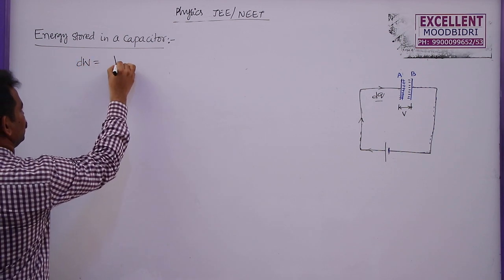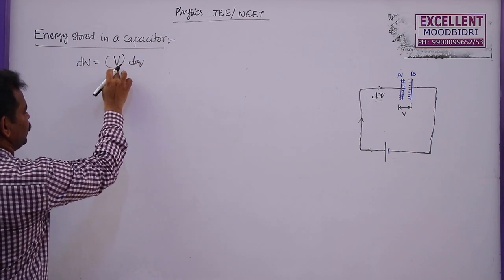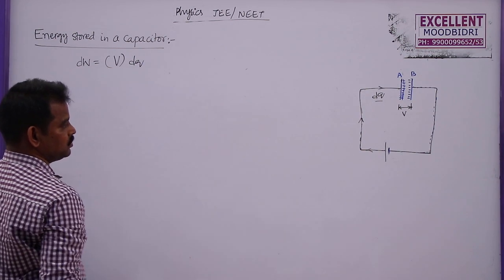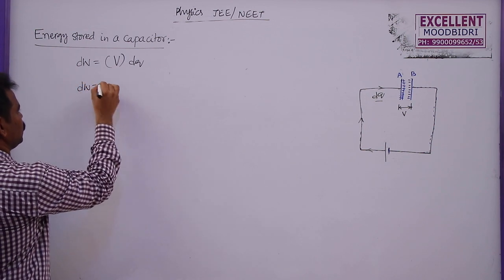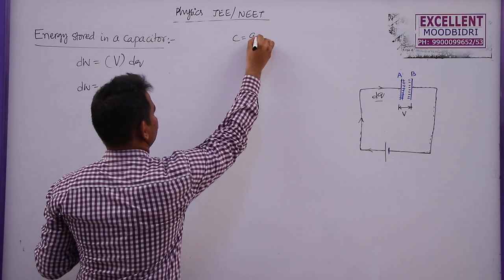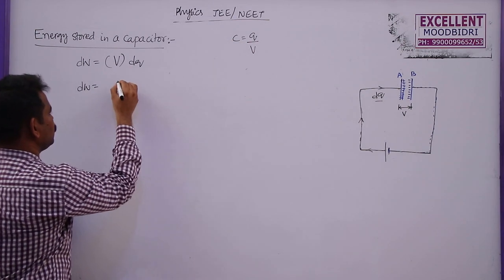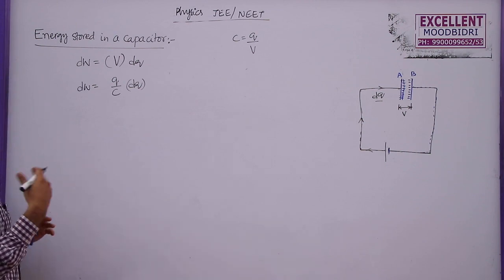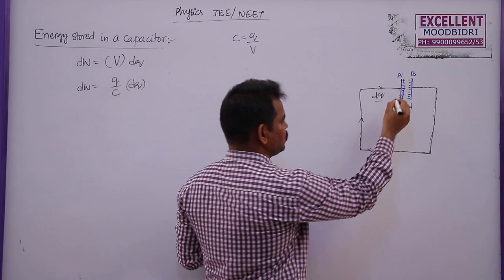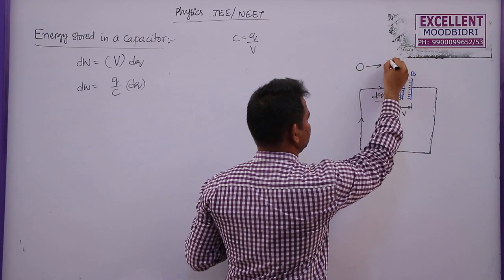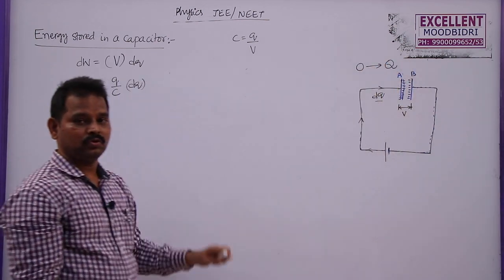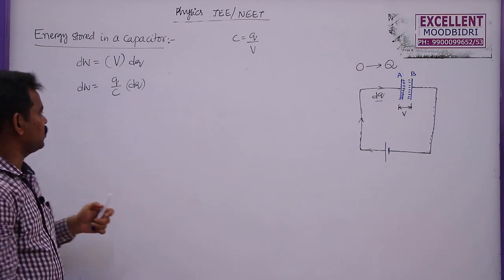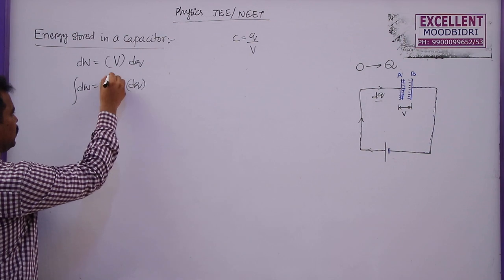dW is equal to V into dq, where V is the potential difference between the two plates and dq is the amount of charge given to the plates. Now we know that C is equal to Q by V, or V is equal to Q by C, so dW is equal to Q by C dq. Now if you want to find the total work done, let us say the initial charge on this capacitor is 0 and the charge increased to Q. So to give that Q charge to this capacitor, what is the work done? Now I am going to integrate on both sides.